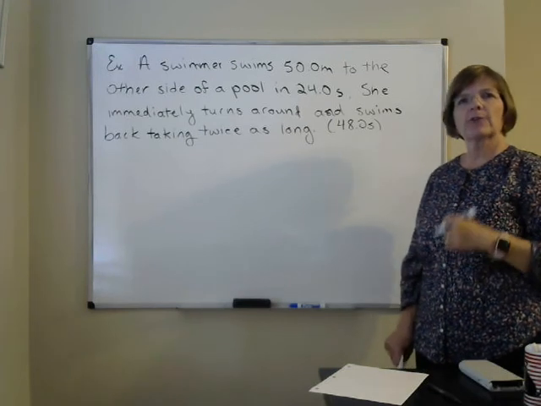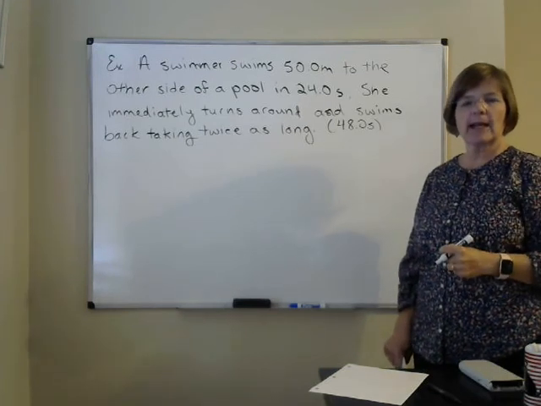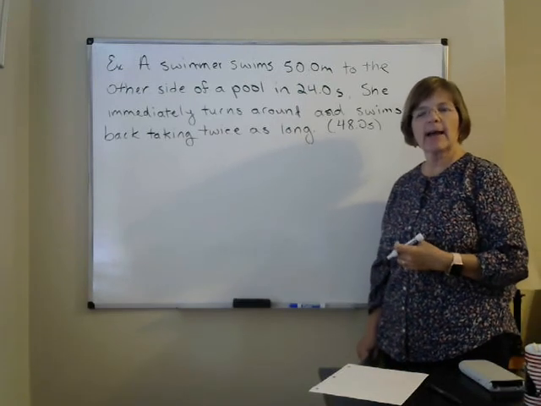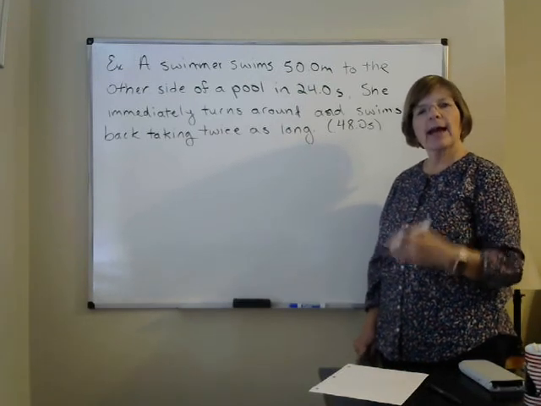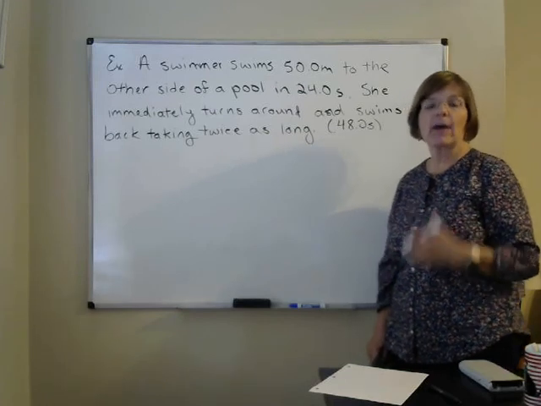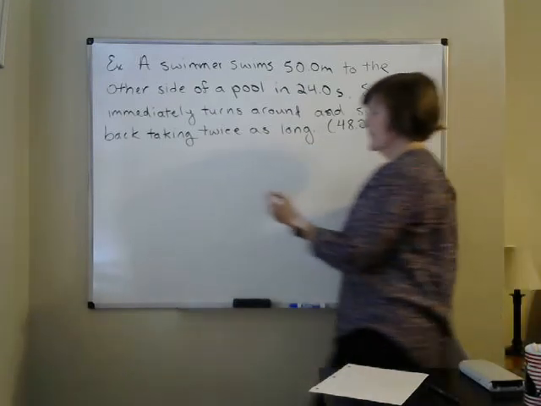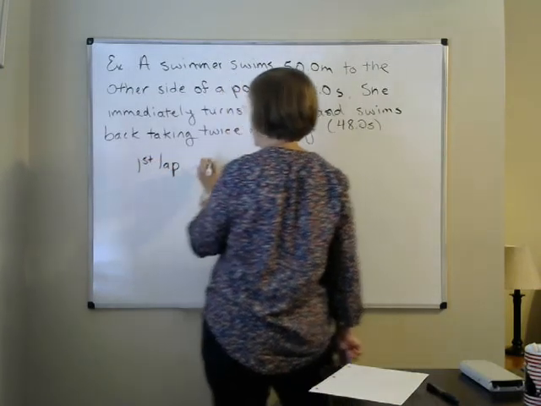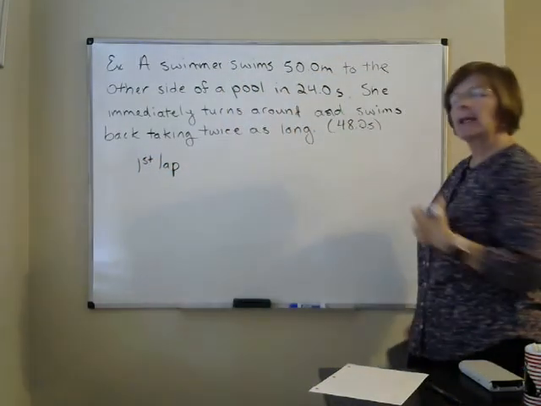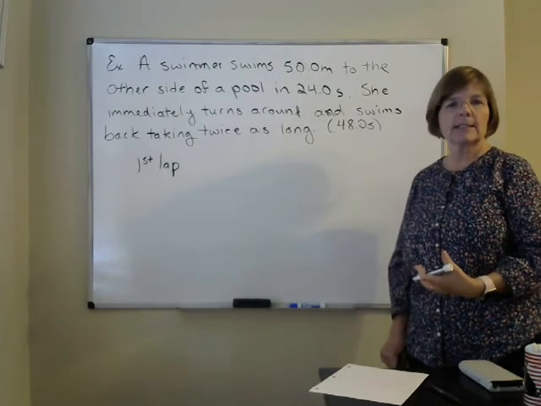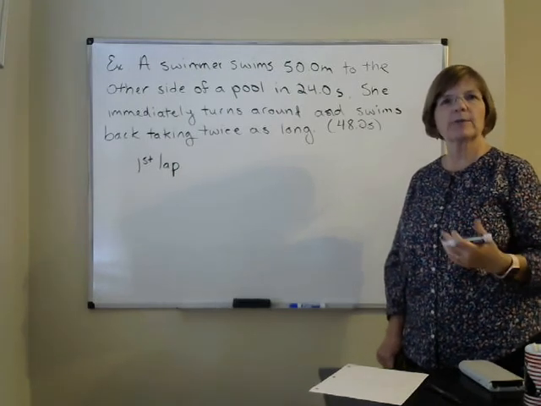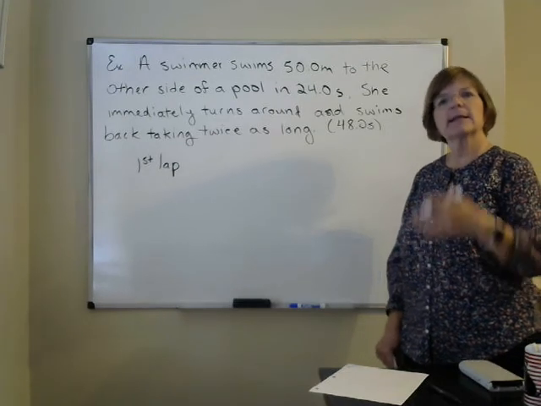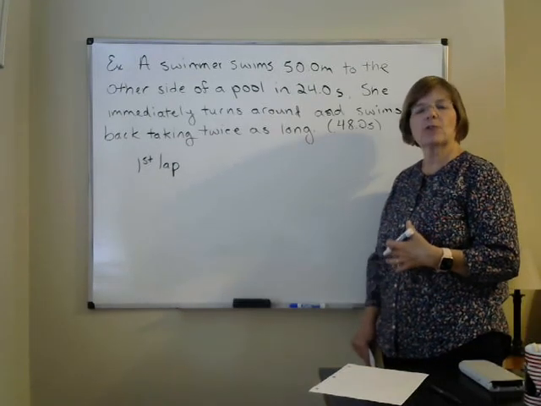I want us to find her average speed and velocity for the first lap. I want to find her average speed and velocity for the second lap. And I want to find her average speed and velocity for the round trip. Let's start with the first lap. We haven't even talked about speed yet, but speed is a scalar quantity. Speed tells us how fast, and you can remember it's scalar because speed and scalar both start with S, but it doesn't have any dependence on direction.